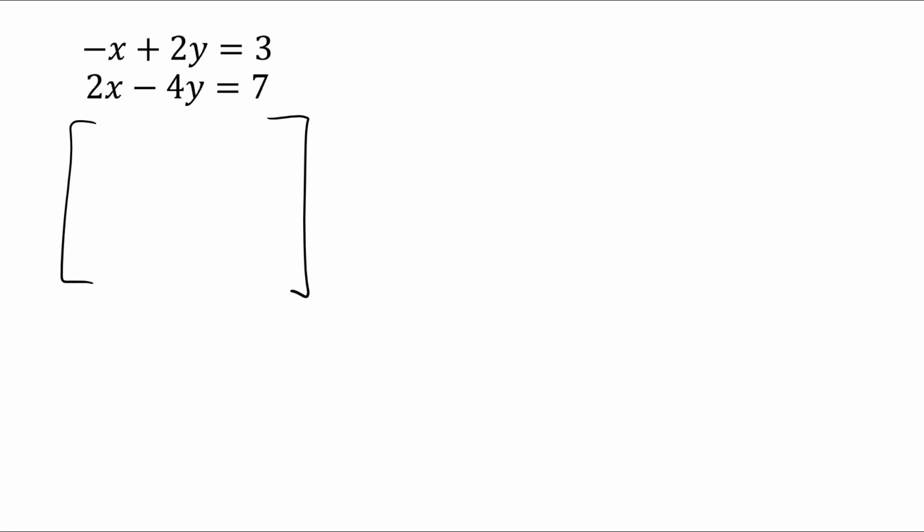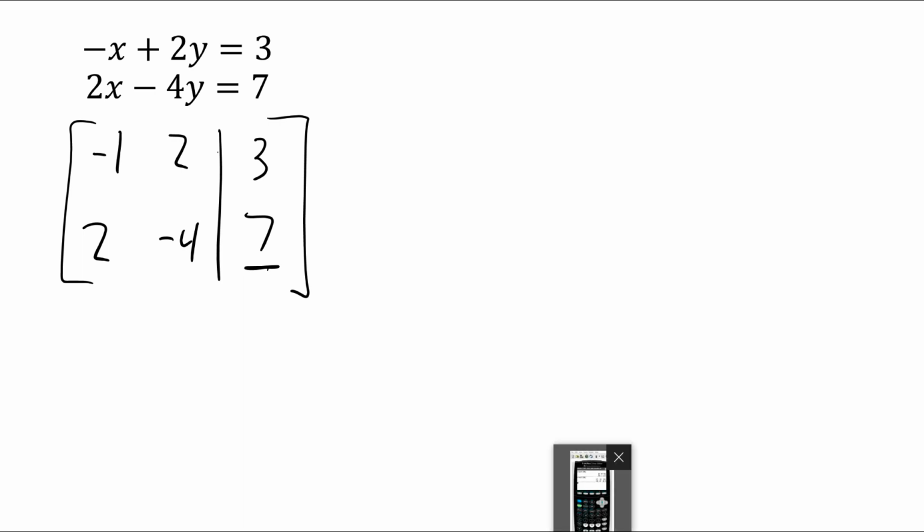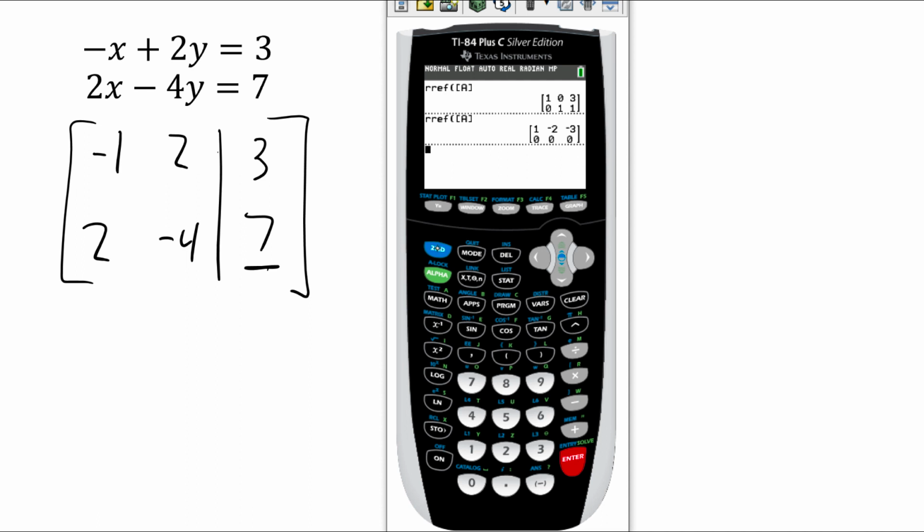So the coefficients of the x's, negative 1 and 2. Coefficients of the y's, 2 and negative 4. And then the constants, 3 and 7. So again, all we changed was that 7. So when we go into our calculator, we can go to second matrix, over to edit, and then we can just go down to that very last element and change that to a 7.